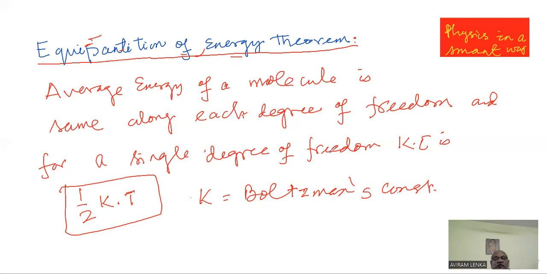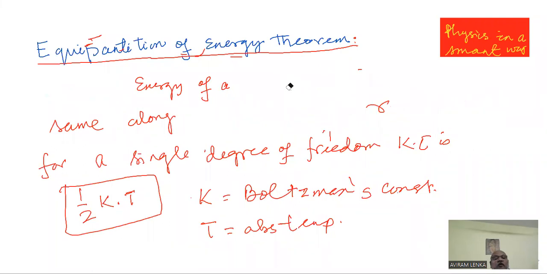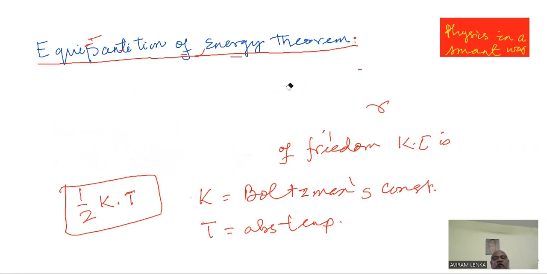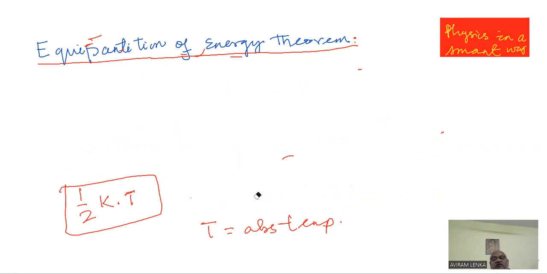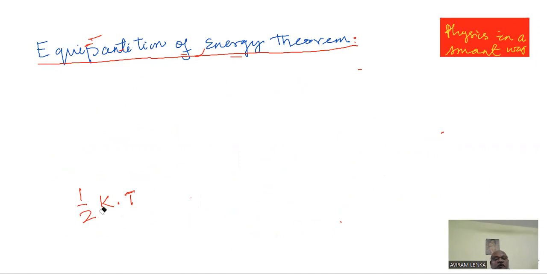where T is absolute temperature. So we got the formula like this, and we got the average energy value of a molecule. Thereby, for the first time, we got the molecular energy. The gas energy is connected to the absolute temperature in the Kelvin scale.